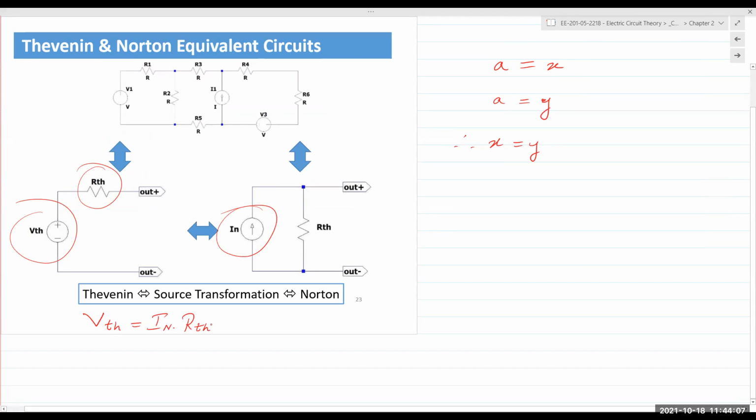VTH is Norton current times RTH. So source transformation: if you have a voltage with a resistance, you use this equation to find IN. If you have IN and RTH, you can use it to find VTH.